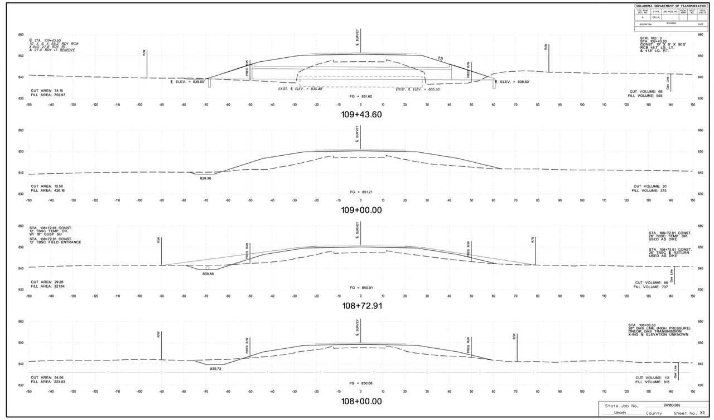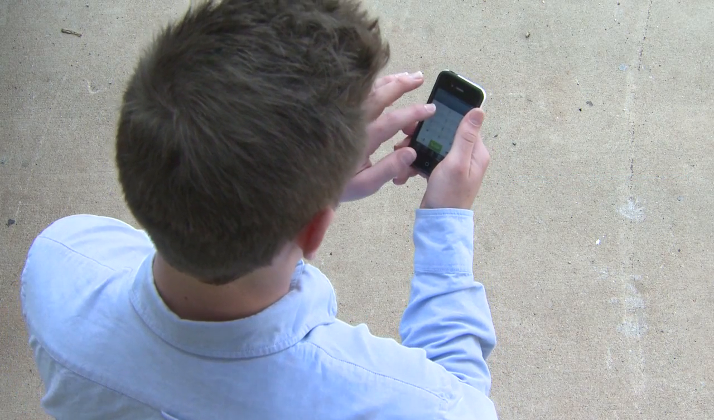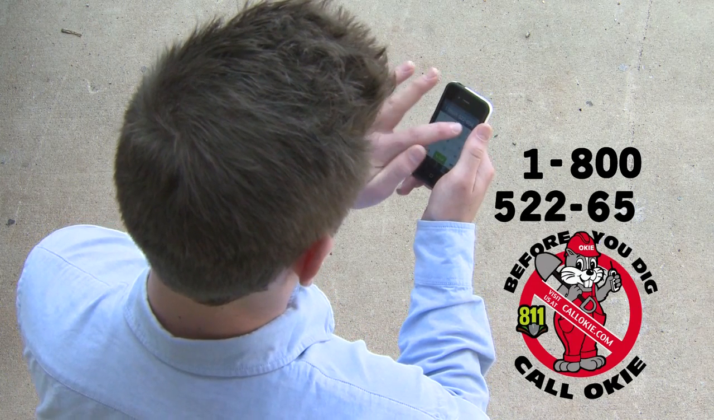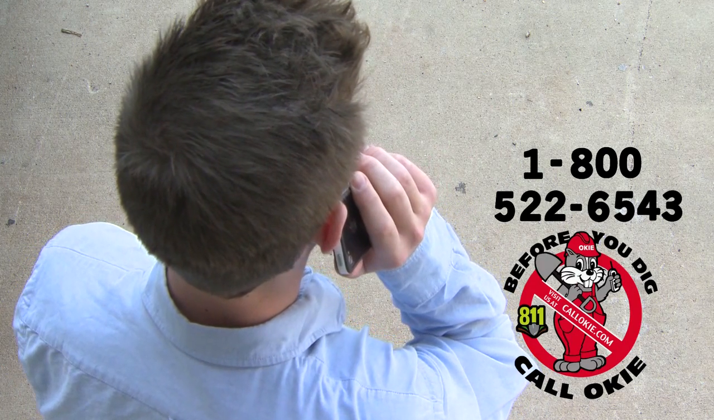Exact locations and elevations are generally unknown and should be verified through utility ownerships, as spelled out on the first plan and profile sheet, and through the Oklahoma one-call system. Call Okie at 1-800-522-6543 or 811 prior to grading operations.